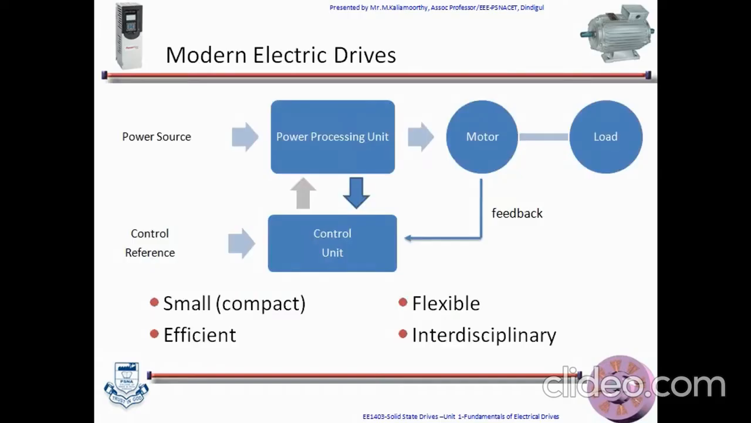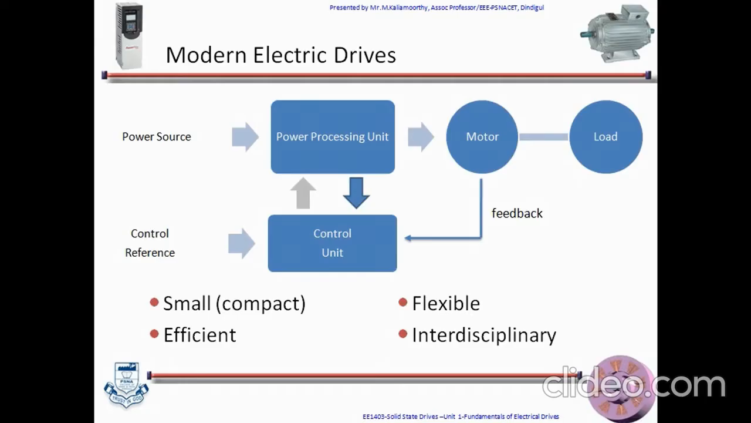Now let us see the block diagram of the modern electric drive. The modern electric drive consists of a power processing unit, which is in general a power electronic system used to control the motor. The motor is coupled with the load, and there is also a control circuitry. The control circuitry generates the firing pulses required for the power electronic system in the power processing unit, and the feedback from the motor is taken in order to produce the firing pulses according to the requirement. So this is the general block diagram of a modern electric drive.